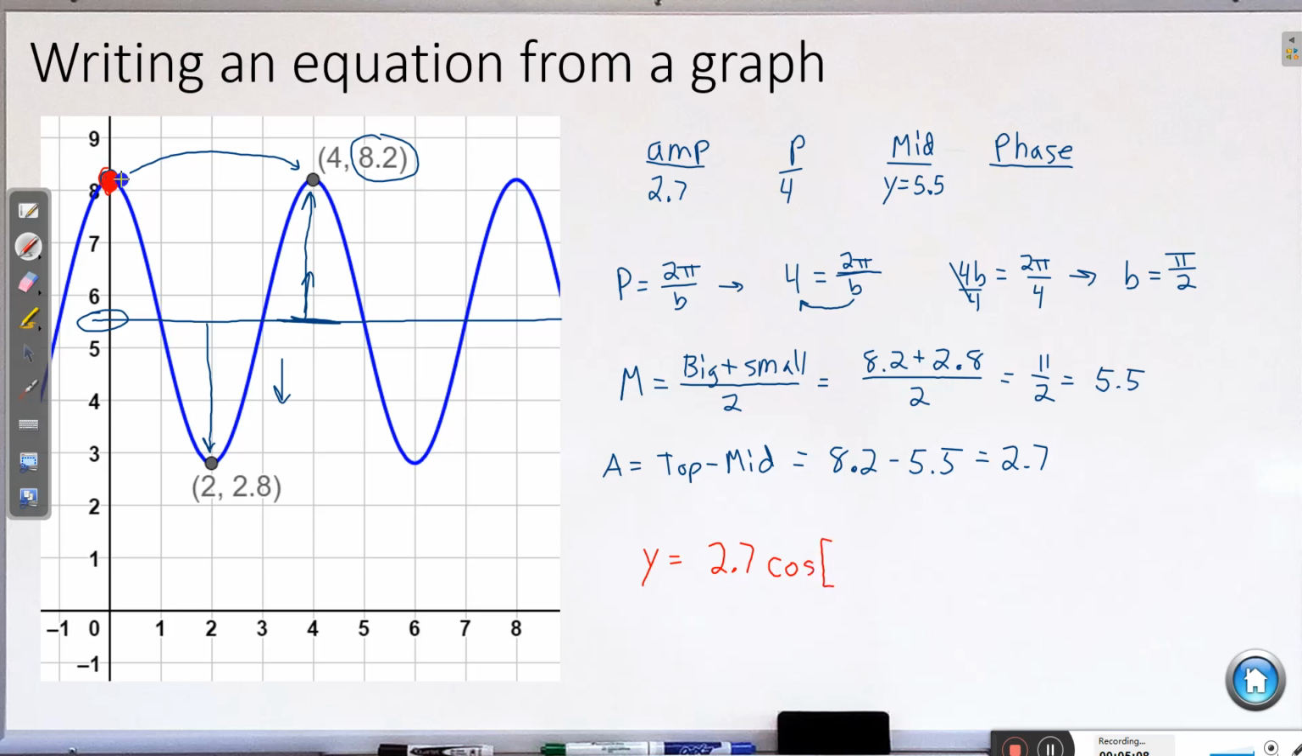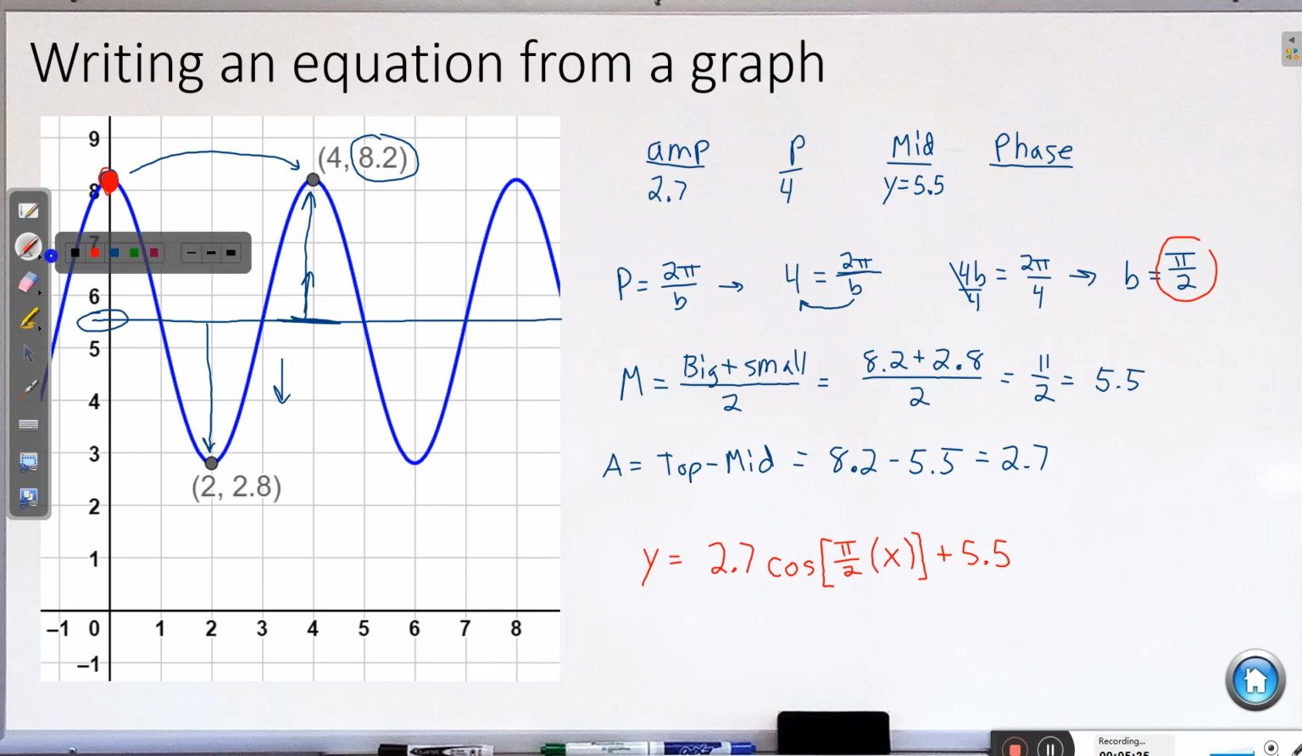And because it also is at the top of the wave, it is a positive cosine, times my b value, which is pi over 2, x. There is no phase shift, so nothing goes inside those parentheses. And then my midline is 5.5, so plus 5.5. So there's our completed equation.